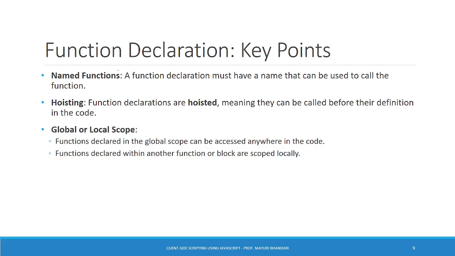Let us see some key points about function declaration. Function declarations are always named function. That means we always specify name to the function. Second point is about hoisting. Function declarations are hoisted. That means they can be called before their definition in the code. And function declarations are always in global scope. They can be accessed anywhere in the code. But if you are defining nested function, that is function within another function, they are scoped locally. So this is all about function declaration.